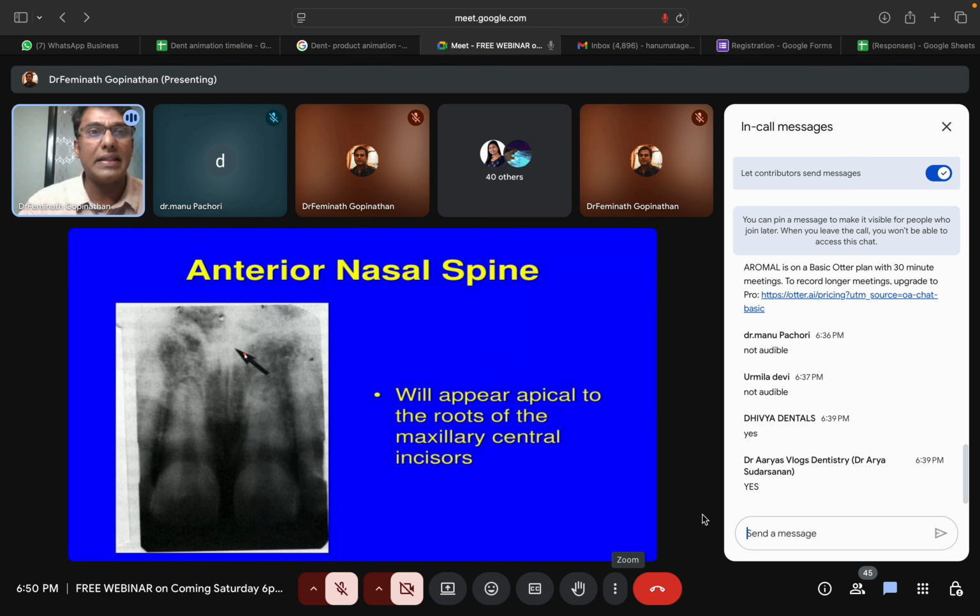So this is the thing. You can see a dark radiolucency here. This is actually the nasopalatine foramen, this area. You can see a highly mineralized area. This is a wonderful area for anchoring the implants.